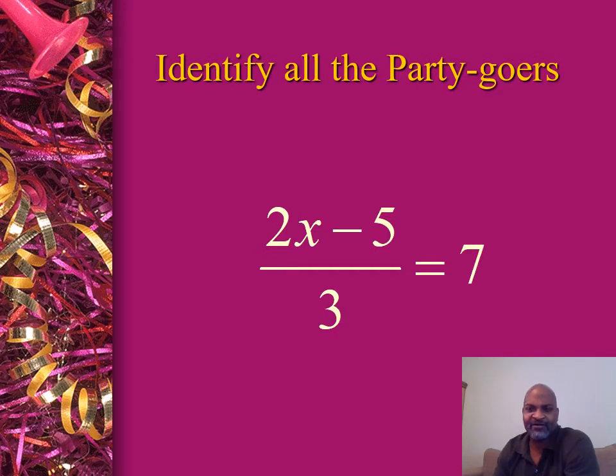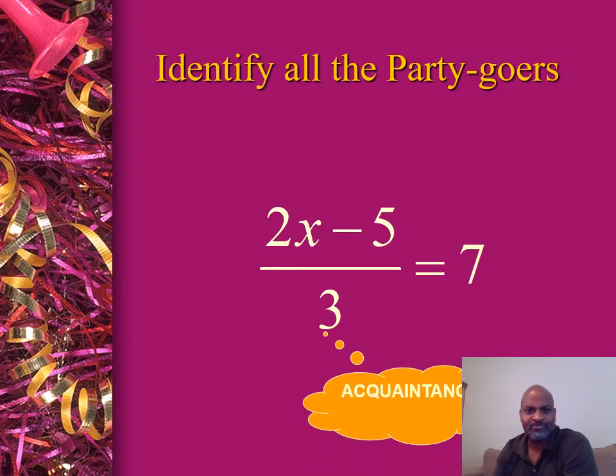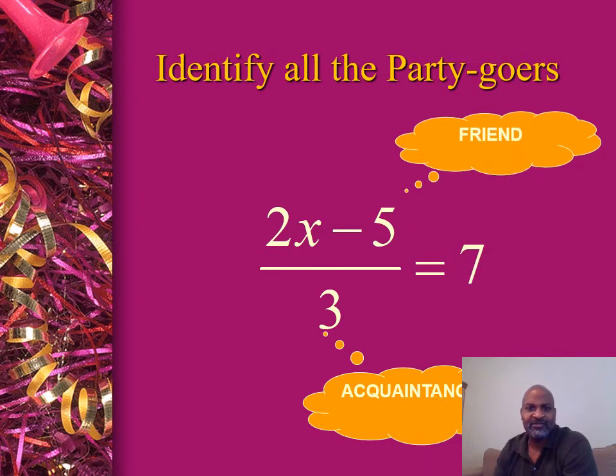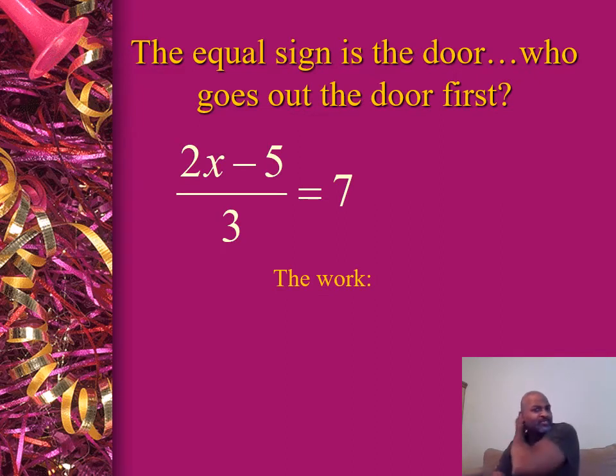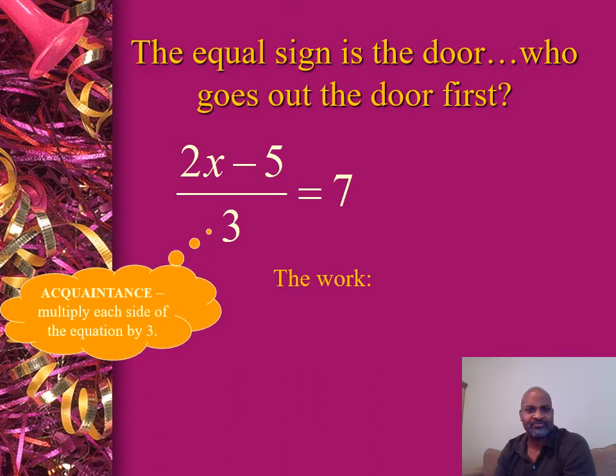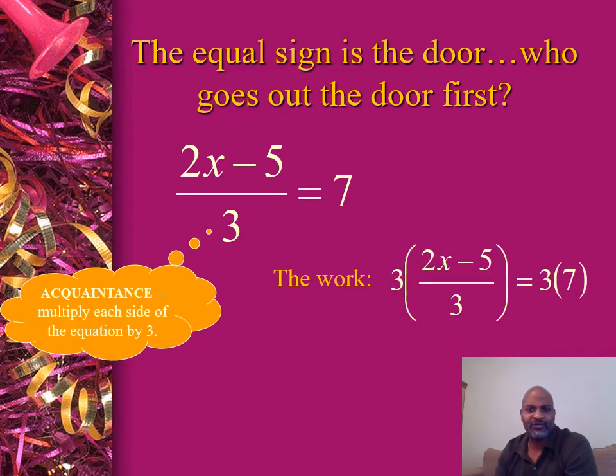Matter of fact, let's identify all the party guests again. 3 is the acquaintance, 5 is a friend, 2 is family. The equal sign is the door, so who goes out the door first? All right, the acquaintance needs to leave first. To get rid of the acquaintance, which is dividing everybody, we have to multiply everything by 3. The 3's cancel out, and you end up with just 2x minus 5 equals 21.